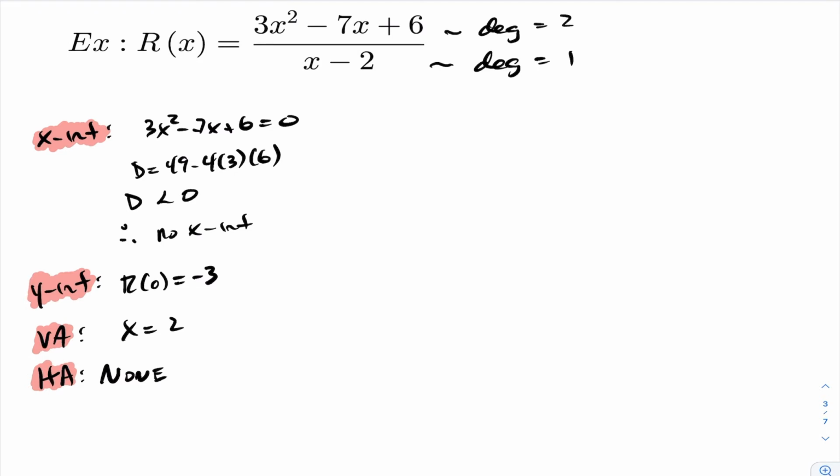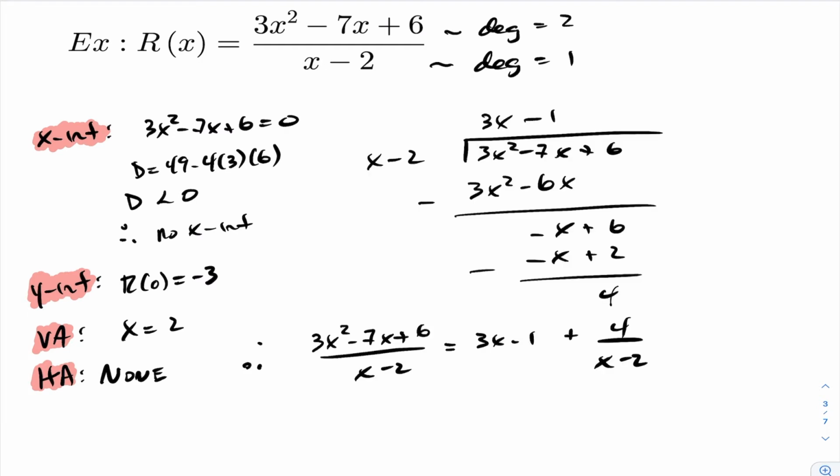Now let's take a look at finding our slant asymptote through long division. Again, going through long division here, we end up getting the quotient is 3x minus 1. And when you express your rational function in terms of the decomposition we had done in the previous example, you end up getting 3x minus 1 plus 4 over x minus 2.